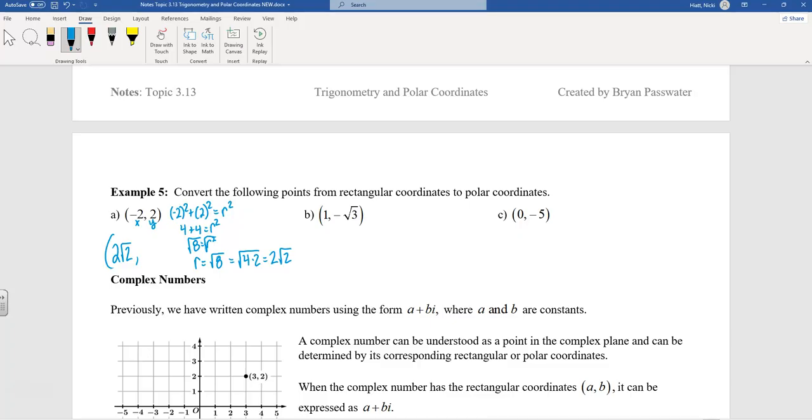Then if I want the angle, I'm going to say tangent of theta equals y, which is 2, over x, which is negative 2. So tangent of theta equals negative 1. Whenever you're thinking about this, it is good to think about the quadrants. Which quadrant is the point negative 2, 2 in? It is in the top left, the second quadrant. There are 2 places where tangent theta equals negative 1, right? But we want the one in the second quadrant because negative 2, 2 is in the second quadrant. And at this point, we've got 3 pi over 4 for that.